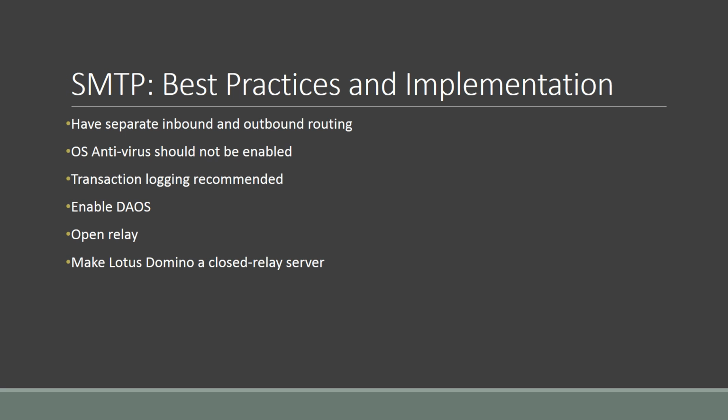Making Lotus Domino a closed relay server. To protect SMTP servers from unauthorized relaying, Lotus Domino provides inbound relay controls used to define the hosts to which and from which a server can relay messages. The Domino SMTP listener denies requests to relay messages to or from unauthorized hosts.